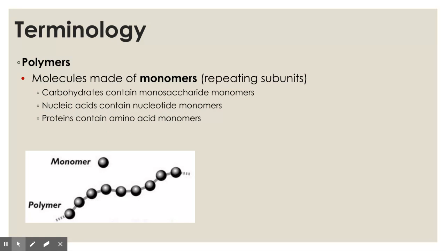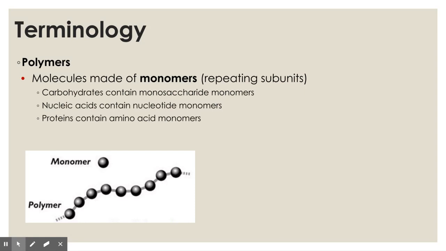Some very important terminology that you may already know, but that you need: polymers. Polymers are just these repeating subunits stuck together, and that is what a polymer is. So monomers are those individual subunits.